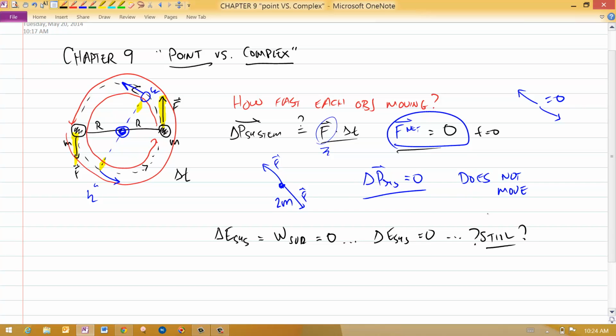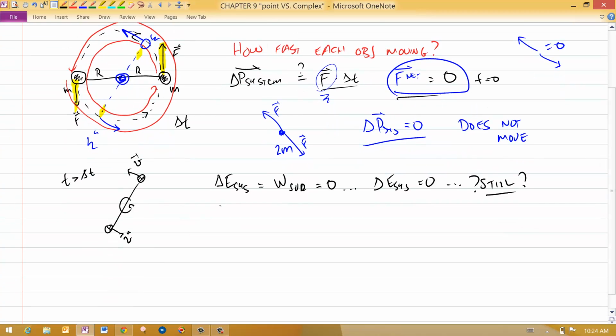And that is why we need this point versus complex system. Once I'm done doing this, it's a frictionless surface. I grab these two objects, I set them spinning. After my hand lets go, for t greater than delta t, I just have this two-ball system, and it's spinning forever. It's got some velocity like that, some velocity like that. Each of these two objects has got some kinetic energy.